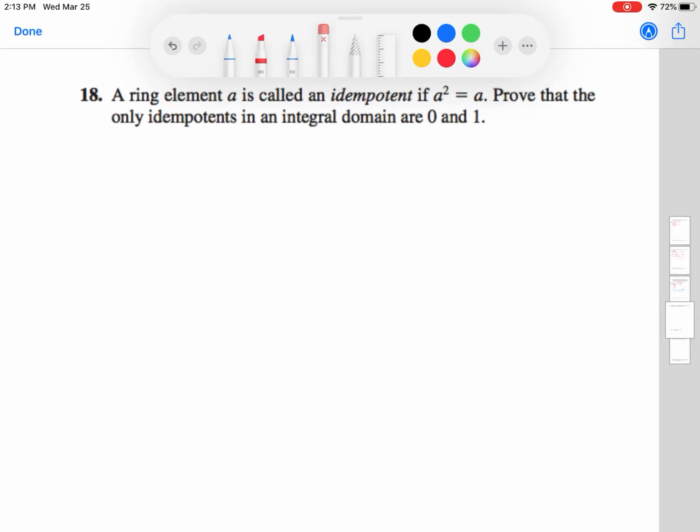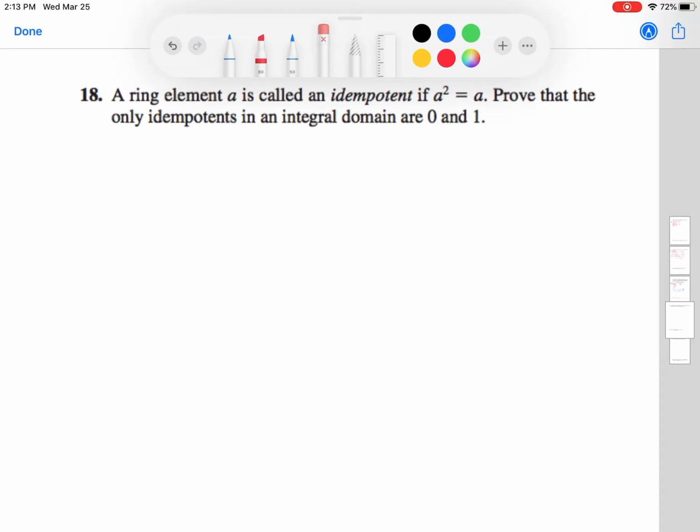In number 18, we learn what it means to be idempotent. So a ring element A is called idempotent if A squared equals A. Prove that the only idempotents in an integral domain are 1 and 0.